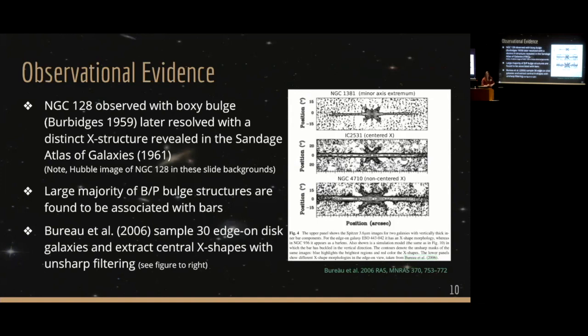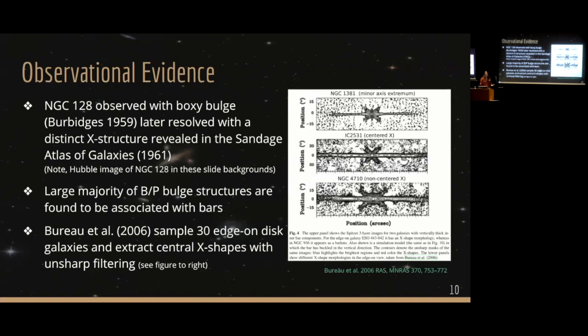This is from a sample of 30 edge-on disk galaxies, which they extracted these central X shapes by doing a median K-band filter. So they pull out these sharp structures is the idea of this filter. So you can really pull out these X bar structures that you might not see in the initial image. But what's important here is that they don't have to meet at the center. You can have these non-centered X, and you can have a centered X, which looks really like an X. There's a variety to what these can look like.